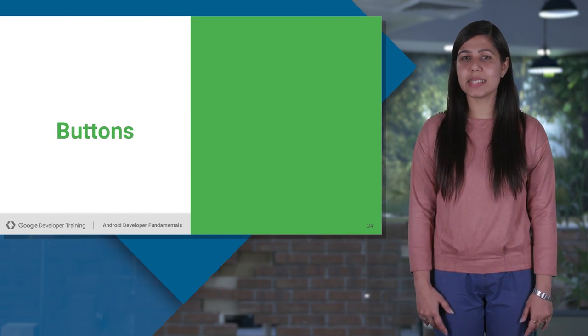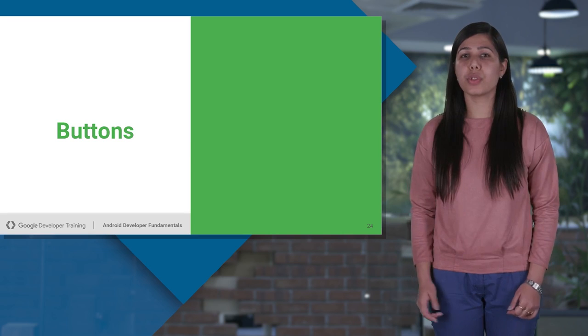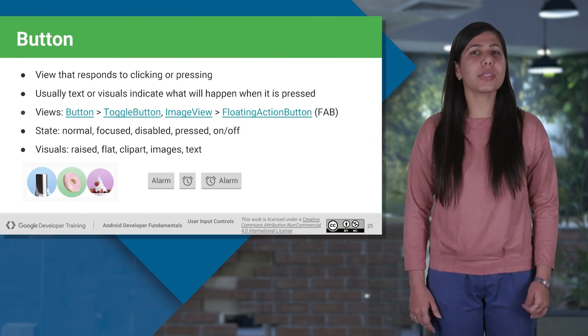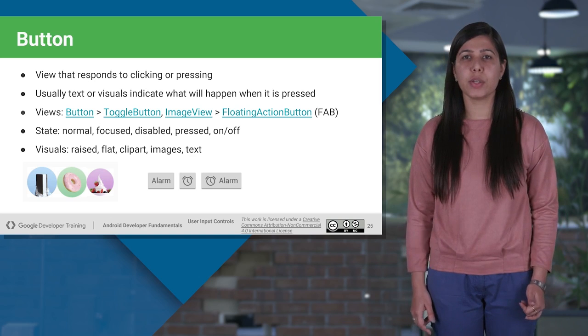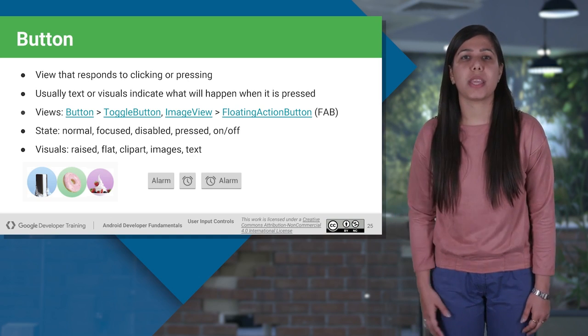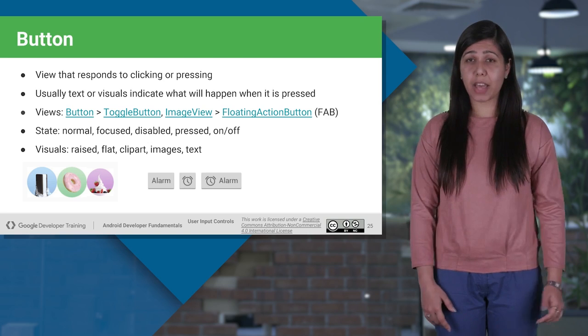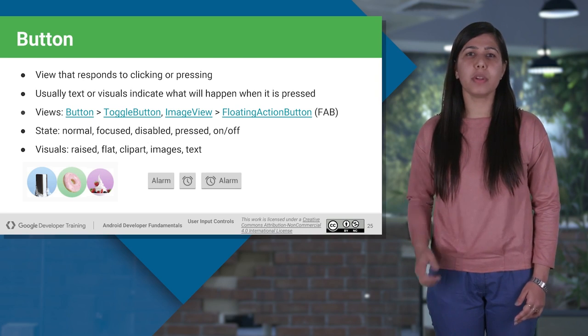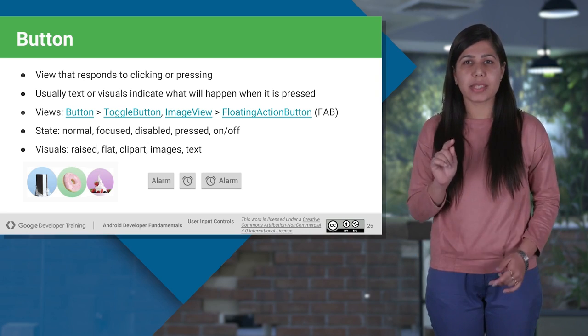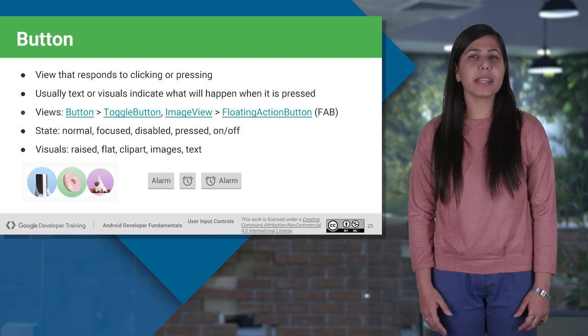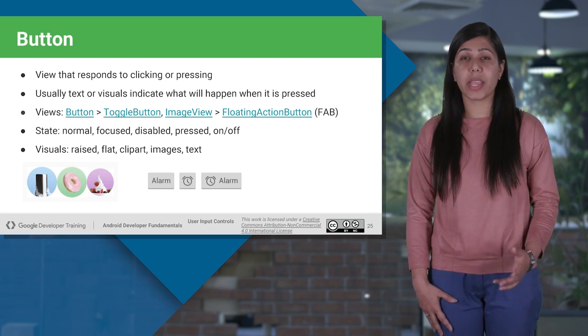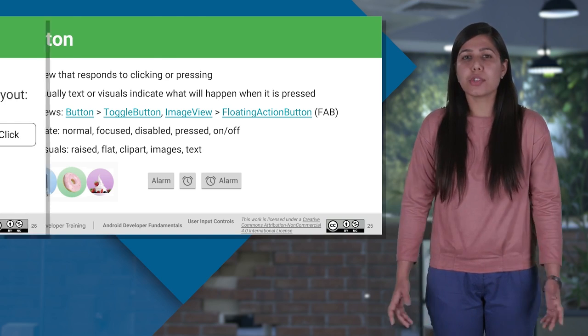Buttons. A button is a view that responds to a user click or press. It should display text or icons on it to specify its expected behavior. A button can have a state, for example, normal, focused, disabled, pressed, on, or off, and it can contain visual attributes like raised, flat, text, and so on.